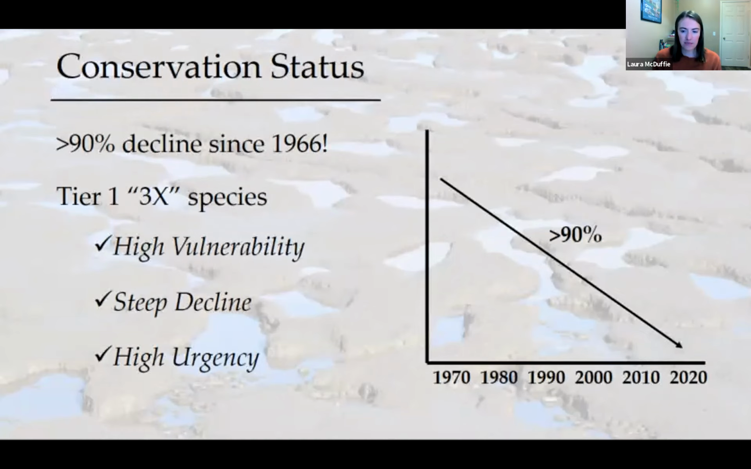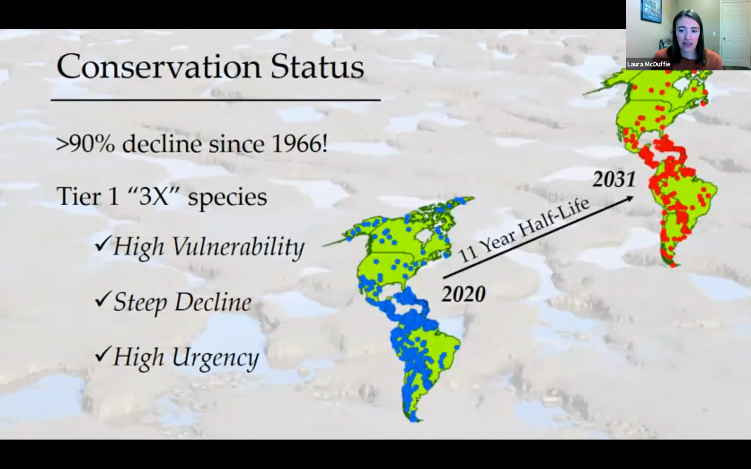And then there's this last metric called urgency that was first introduced by Partners in Flight back in 2016. You can also think of this as half-life. So it's basically how long into the future it'll take a population to lose an additional 50% of its population. And for the lesser yellowlegs, this is pretty startling. It's predicted that within just 11 years, this species population could be reduced by about 58%.